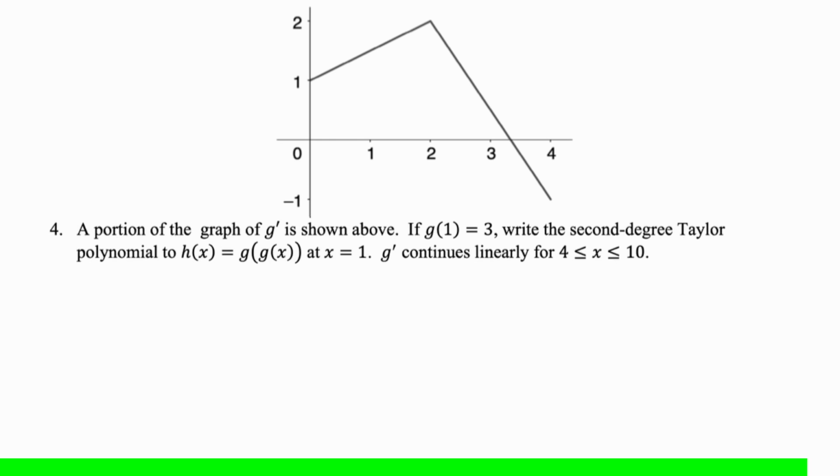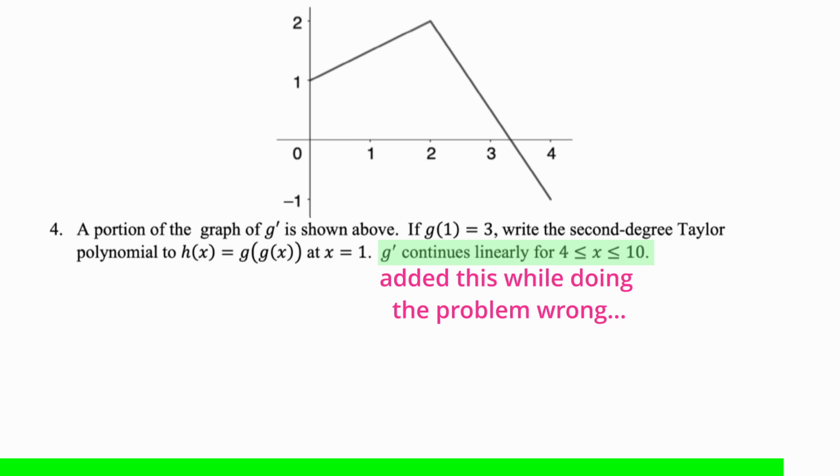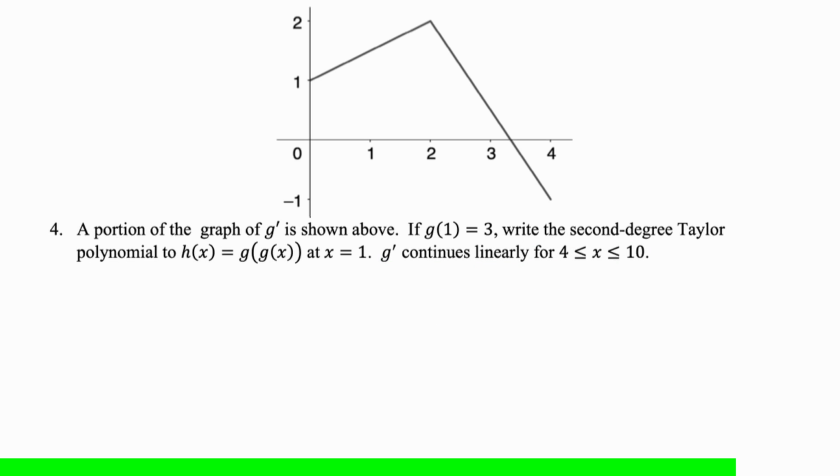A portion of the graph of g prime is shown above. If g of 1 is 3, write the second degree Taylor polynomial for h of x, which is g of x at x equals 1. We know that g prime continues linearly between 4 and 10, so we just continue that line the way that it is. Actually, I probably should have said that it is just linear from 2 to 10. Maybe that would have been clearer, but we're continuing the line. That's the intention of the problem, so don't take issue with that. All right, we're going to need the value of the function, the value of the first derivative, the value of the second derivative. Then we'll just write our polynomial.